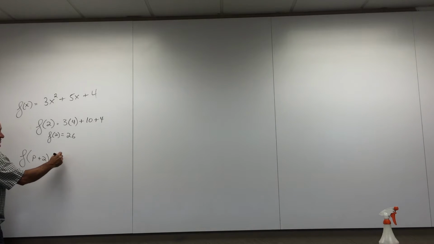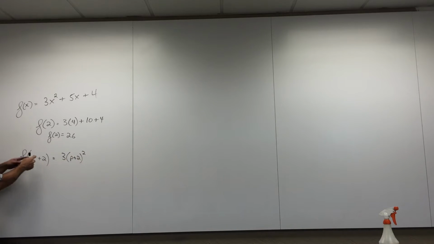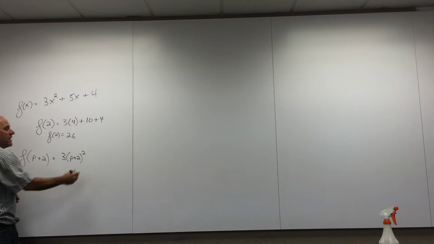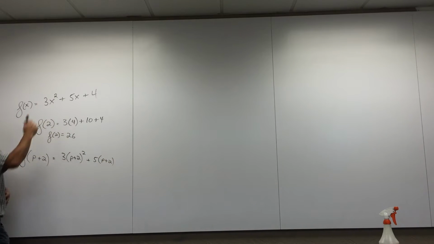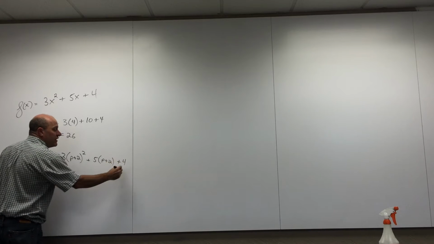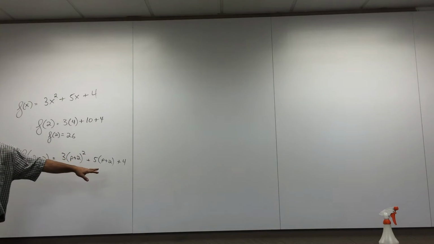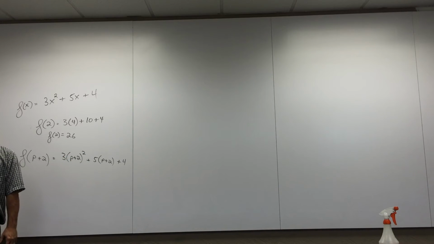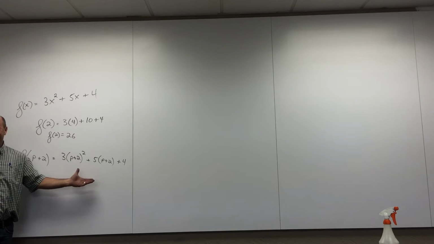So she gets what she said. She said she gets 3 times p plus 2 squared, because she has to plug in p plus 2 for x. And then she has 5 times p plus 2, because she had to plug that in for x. And then plus 4. When you're plugging in a real number, you get a real number as an answer. When you're plugging in variables with p's in there, then you're going to get answers with p's in there. You're not going to get a real answer. But anyway, that's sort of the answer, except maybe they want this simplified.